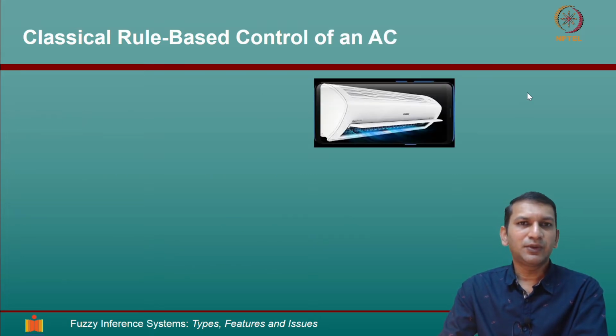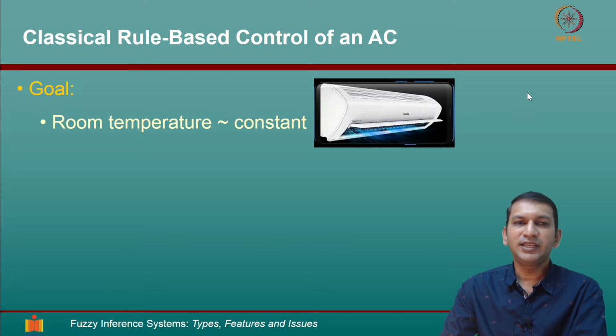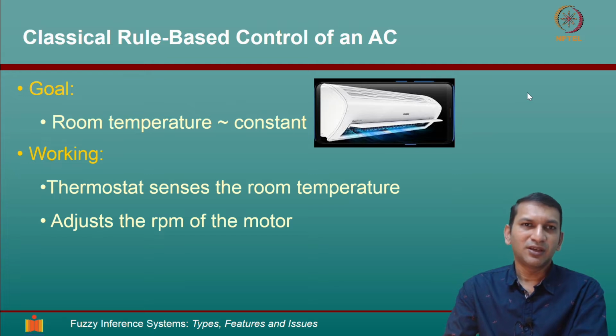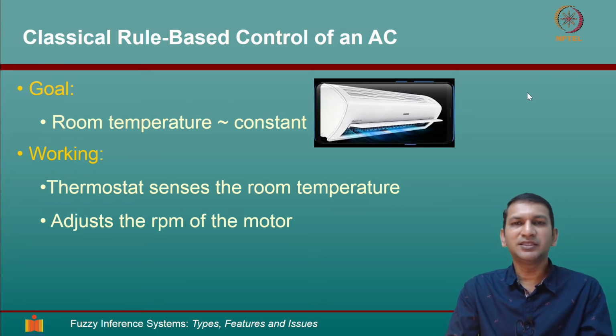So let's say that we want to implement a control system for an air conditioner. Now, what could be the goal of an air conditioner? Ideally, it is to keep the room temperature at a constant. So now, to help us do this, what are the components present in an air conditioner? The working of it could be captured in just these 2 points. So you have a thermostat which senses the room temperature and accordingly adjusts the fan speed, essentially the RPM of the motor, rotations per minute of the motor.